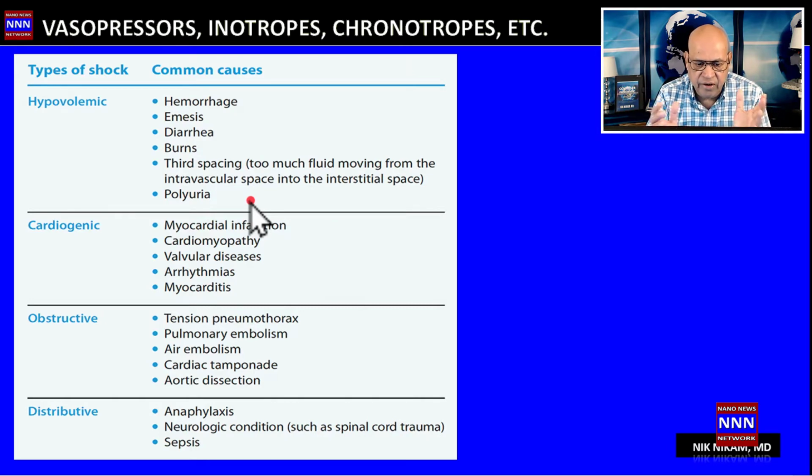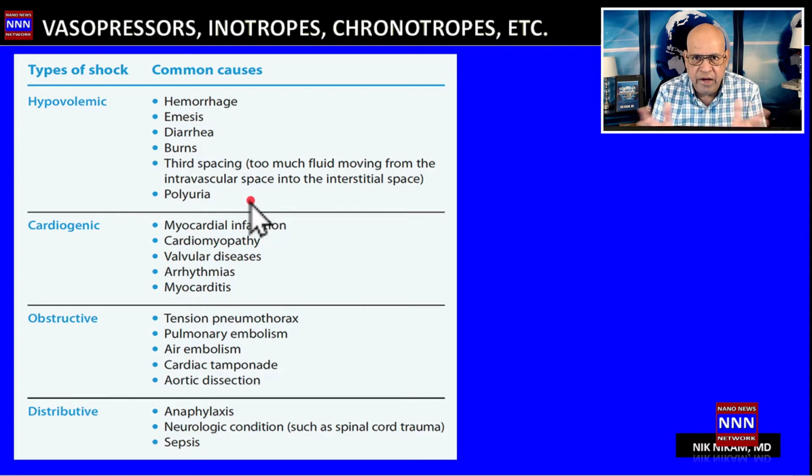Obstructive conditions like pneumothorax, pulmonary embolism, air embolism, cardiac tamponade. I have a whole separate chapter on pericardial tamponade, and you can watch that. Aortic dissection. I have a separate video on aortic dissection, the various types of dissection and how it can lead to bleeding and hypotension.